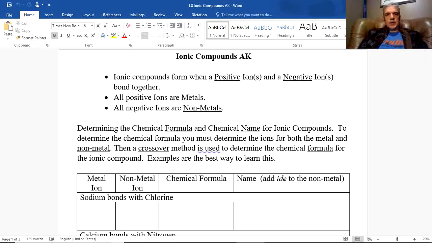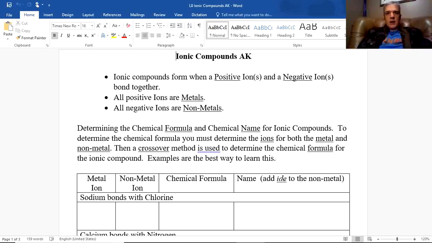Welcome to this lesson on ionic compounds. Last lesson we learned about how atoms can combine together to form compounds, and there were two types of compounds. This is the first type we're going to look at. It's called ionic compounds. Later we'll look at molecular compounds and how they combine together.